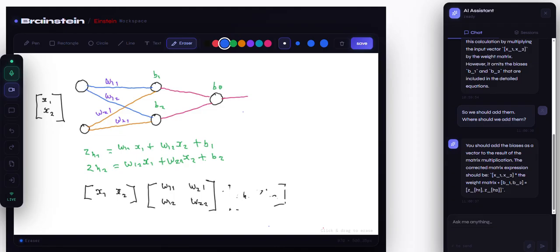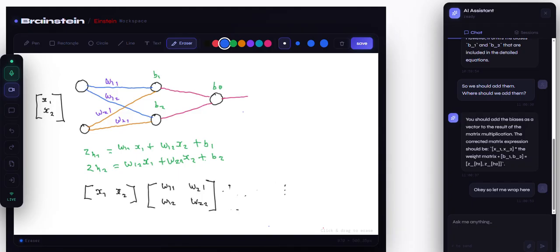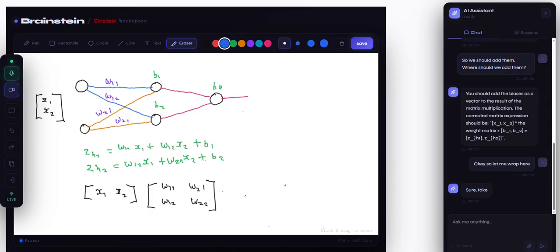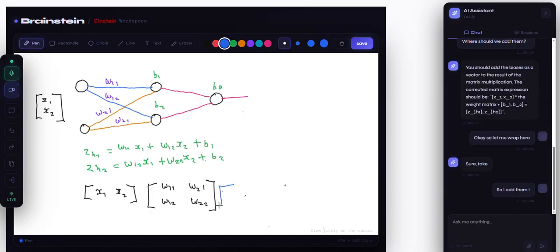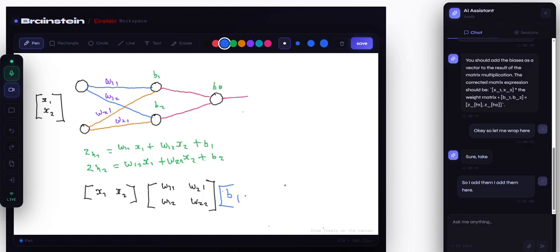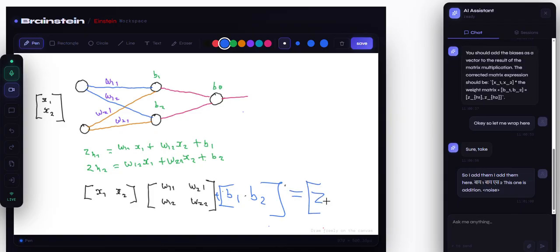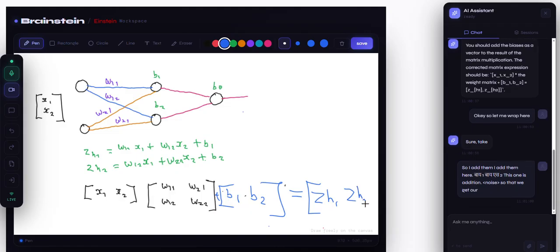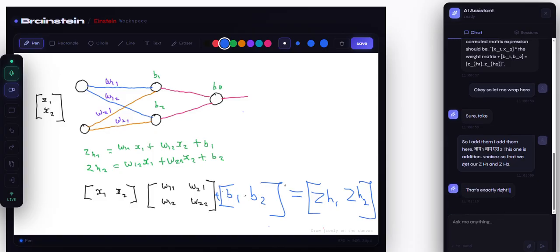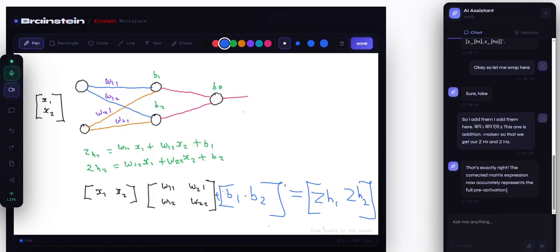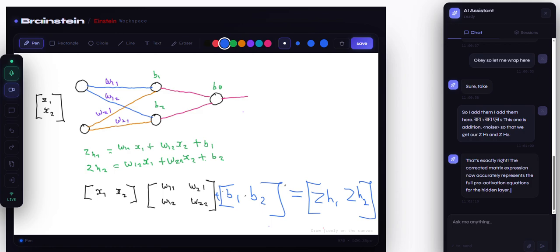Okay, so let me rub here. So I add them here. Bias 1, bias 2. This one is addition, so that we get our ZH1 and ZH2. That's exactly right. The corrected matrix expression now accurately represents the full pre-activation equations for the hidden layer.